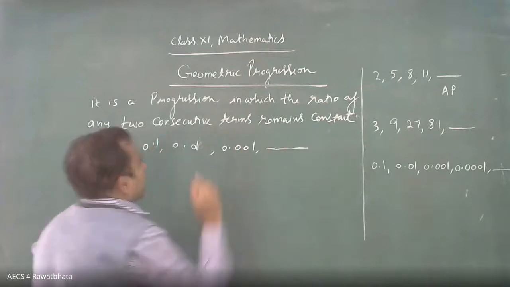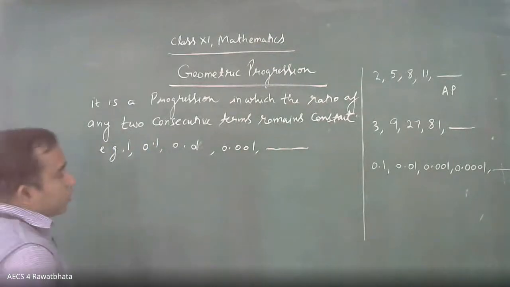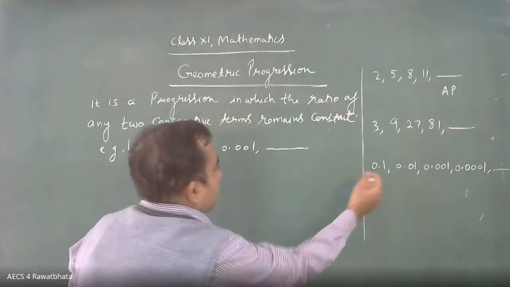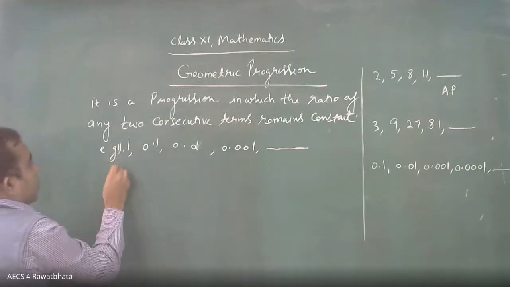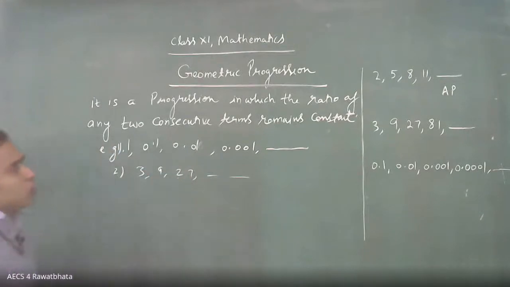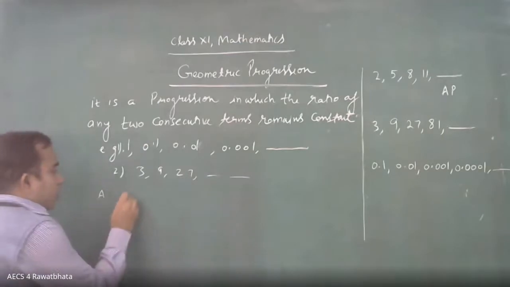0.001 and so on. Here the ratio, if you take it, is fixed, it is constant, correct? Similarly, this other sequence you can also take: 3, 9, 27 and so on, and many such sequences you can form. In short, we call it a GP, a general geometric progression.